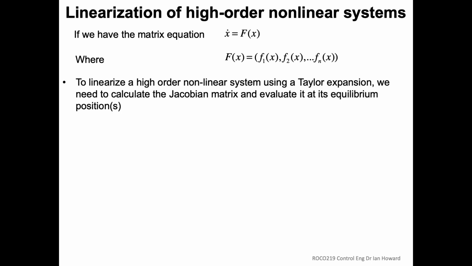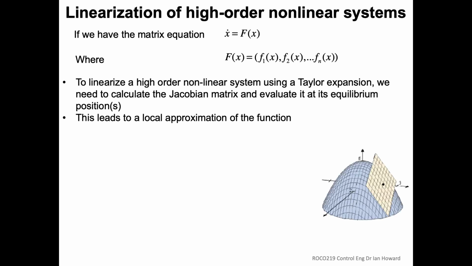So we end up with basically matrix equations. And what we need to do is the matrix version of looking for how we get the gradient, and we end up with something called the Jacobian matrix.